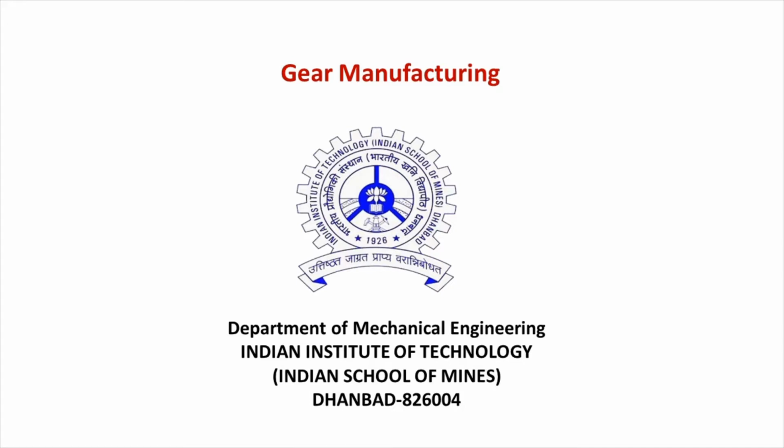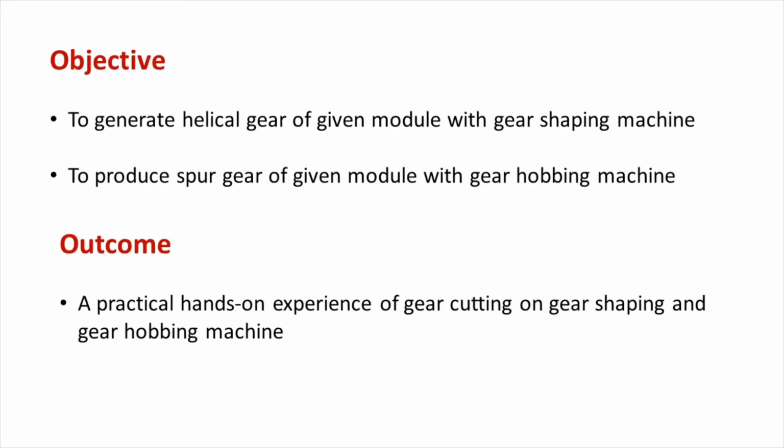Today's experiment is about manufacturing of gears through gear shaping and gear hobbing process. The objective of today's experiment is to generate helical gear of given module with a gear shaping machine and to produce a spur gear of given module on a gear hobbing machine. The outcome of the experiment is to give you all a hands-on experience of gear cutting on gear shaping and hobbing machine.